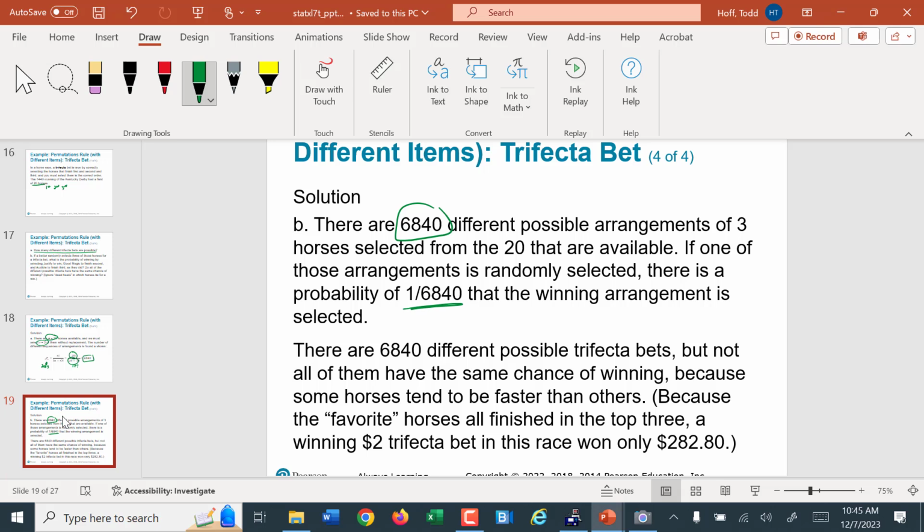If there are 6,840 different possible bets, not all of them have the same chance of winning because certain horses, as I said, are more likely to place in the top 3. Some have no chance. So because of that, the chances are a little bit better than 1 out of 6,840. This is why it doesn't pay $6,000 for every dollar you bet.